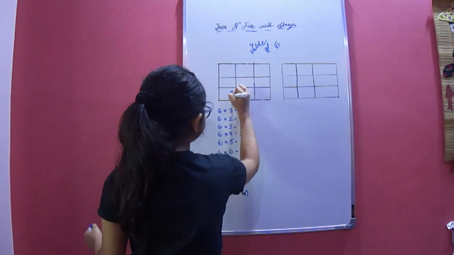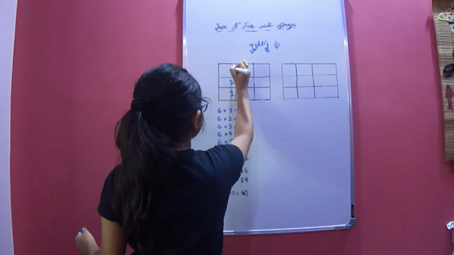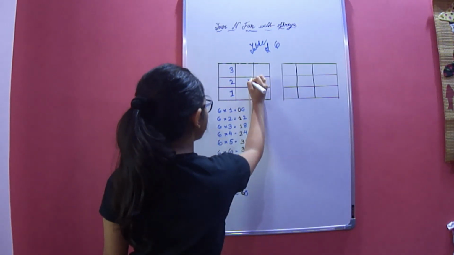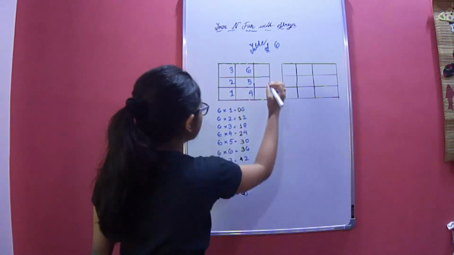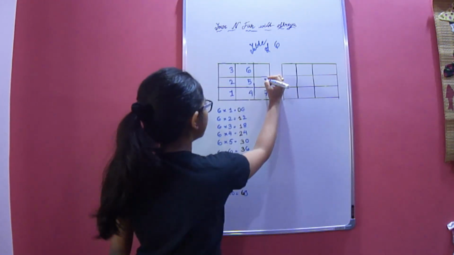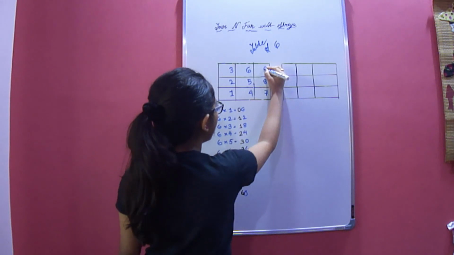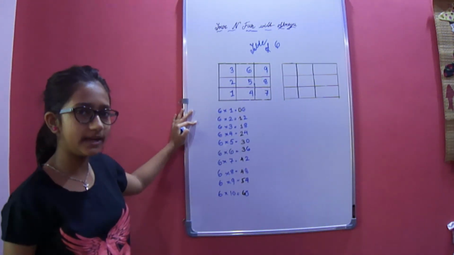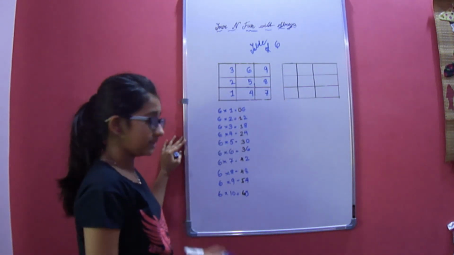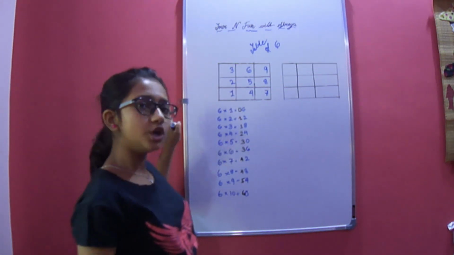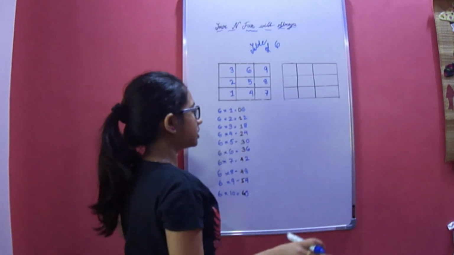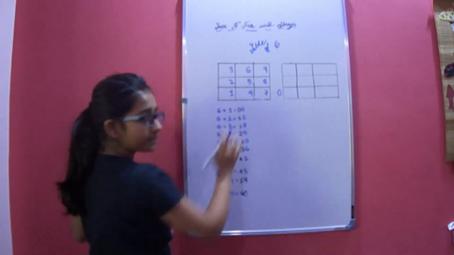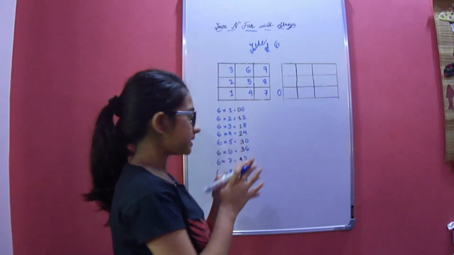So 1, 2, 3, 4, 5, 6, 7, 8 and 9. After writing till 9 in serial order like this, starting from the left bottom corner, I will write a 0 here, leaving a little bit of space between the 7 and the 0.